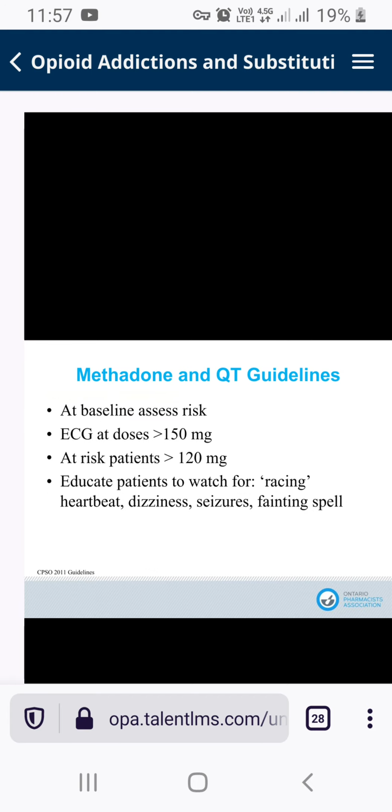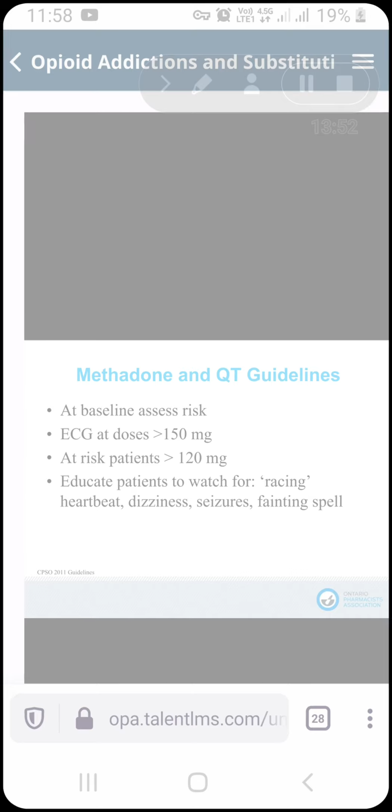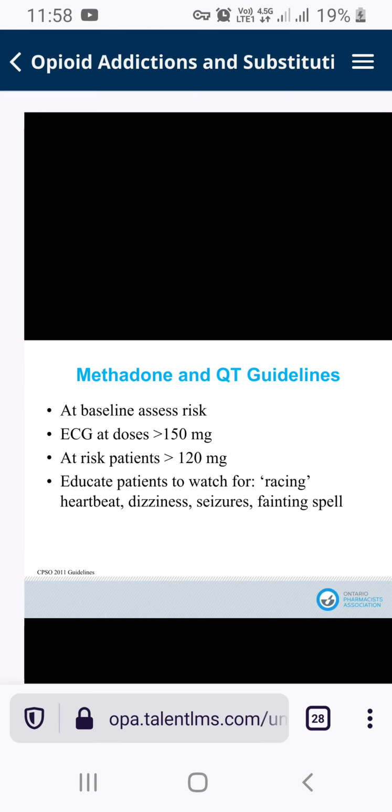Here's slides from the CPSO guidelines 2011, and it talks about doing a cardiogram at 150 milligrams. If a patient's risky, maybe doing it at 120 milligrams, and to look out for people who complain of a racing heart, dizziness, fainting spells. Personally, I do more cardiograms than the guidelines say, and I have been surprised at some low doses where people have high QT prolongation, especially if people are on other medications, which we'll talk about in a few minutes. So I do more than what the guidelines say.